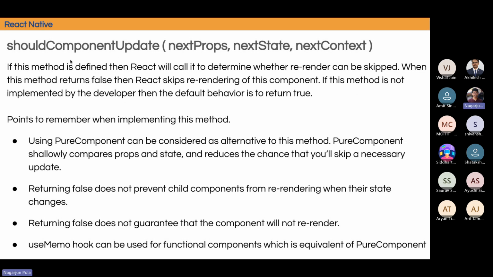So by default, if this method is not implemented, React will return true all the time. So it will render the component every time. 60 frames per second, it will always render that component.